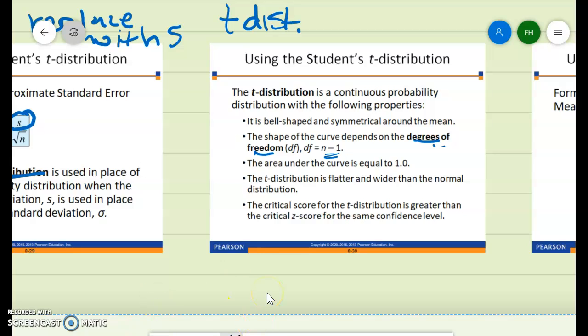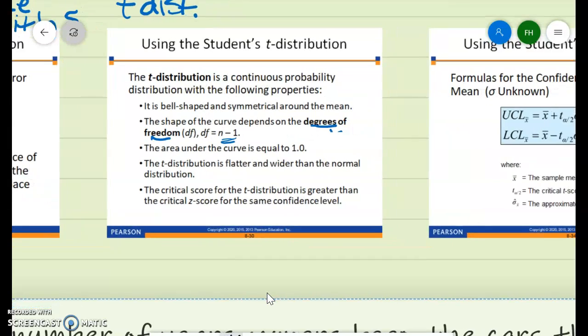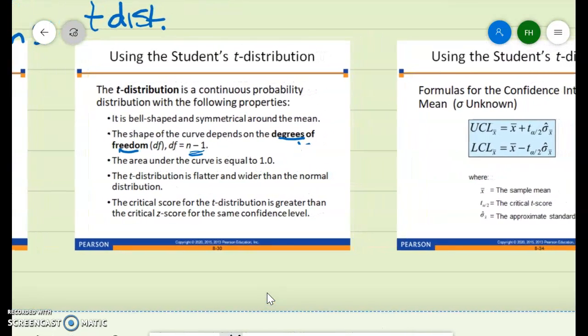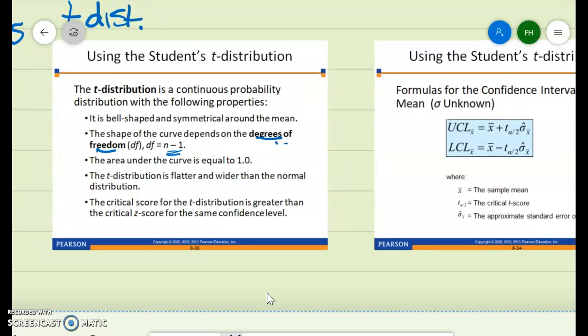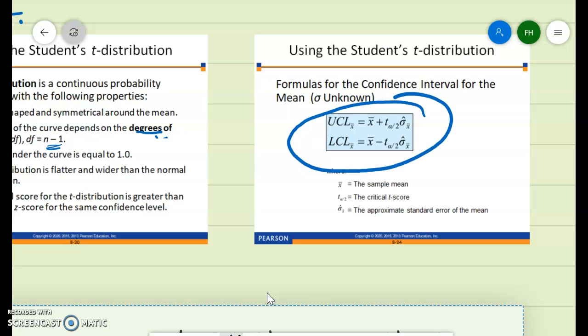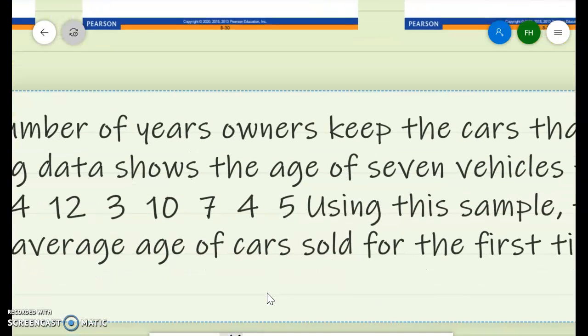It kind of works the same way though. The area under the curve is going to be 1, and the bigger the sample gets, the more it's going to look like a normal distribution. Here's the formula. It should look very familiar, except instead of Z, we're going to use T. So let's look at our problem.